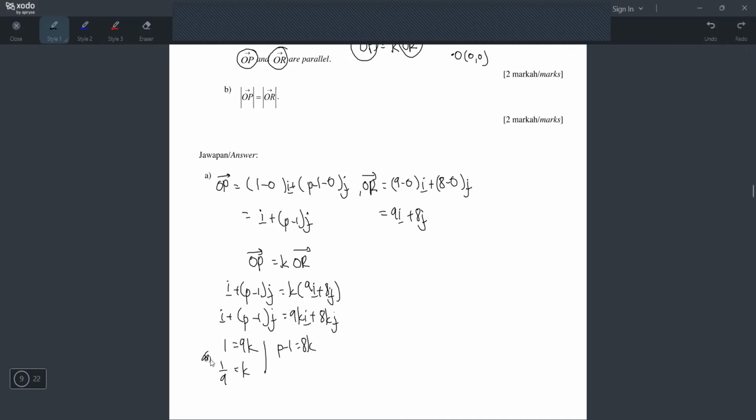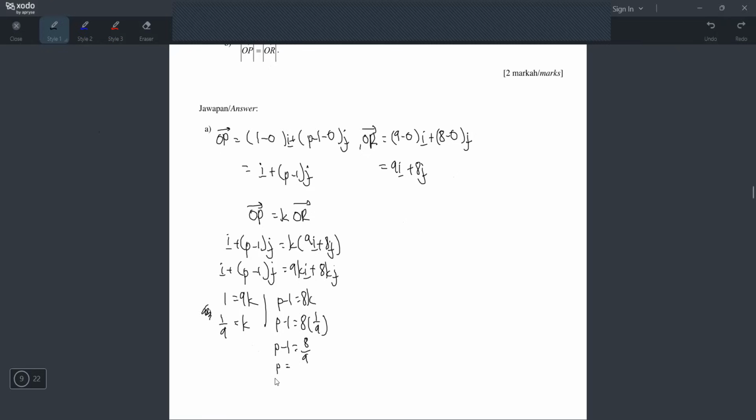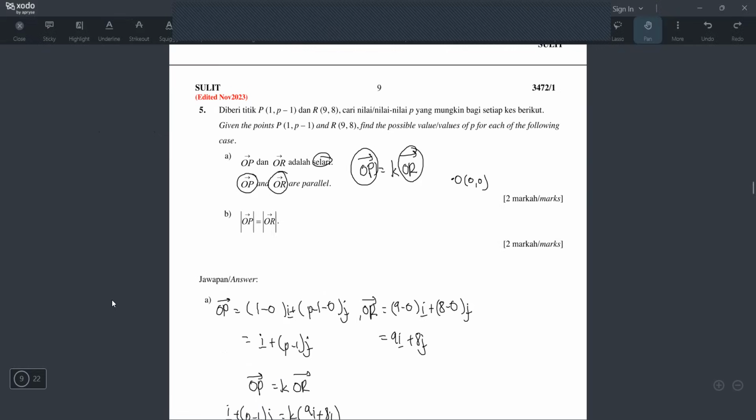So I can find my k now. It's 1 over 9. And then I will just substitute k as 1 over 9 here. I will get P minus 1 equals 8 over 9. And then P equals 8 over 9 plus 1. I think it's 17 over 9. Okay, let's scroll down a bit. So my P answer is 17 over 9, right? Okay, that is my A answer.